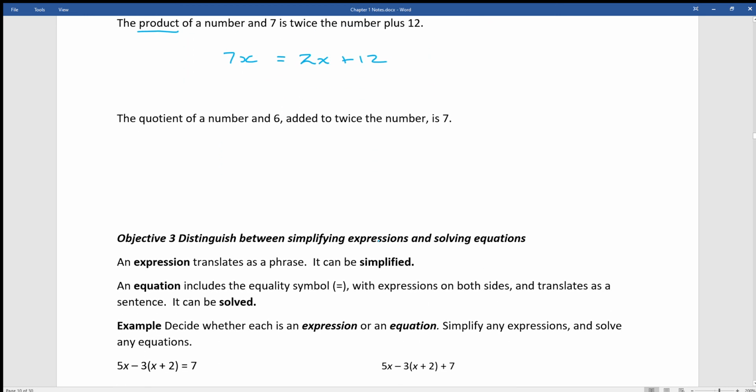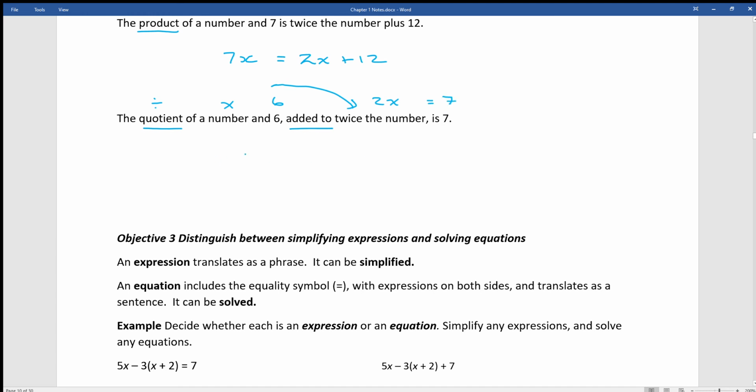All right, hopefully you're learning to pause the video when you want to try one. This would be a good chance to do that. Quotient is a division. So the quotient of a number and 6 added to, and there's that action word. So this thing is going to be added to twice the number, and the answer is going to be 7.